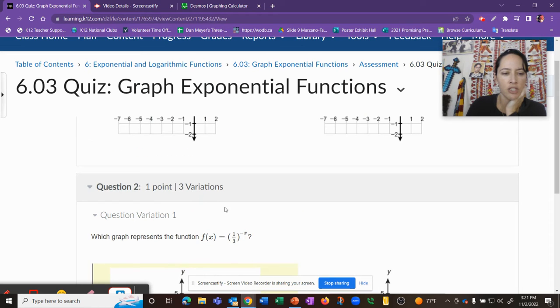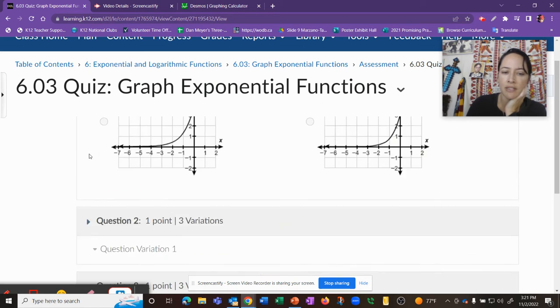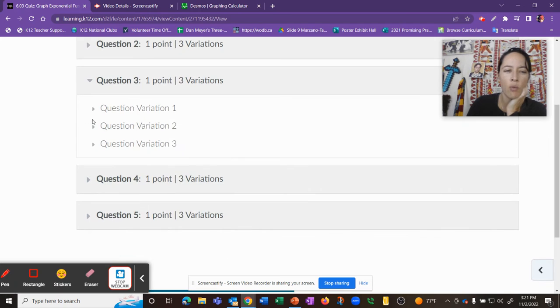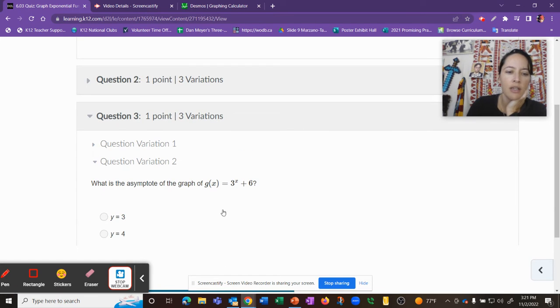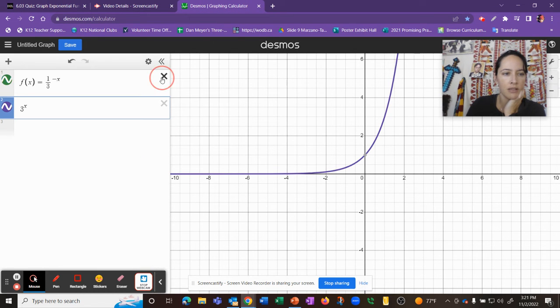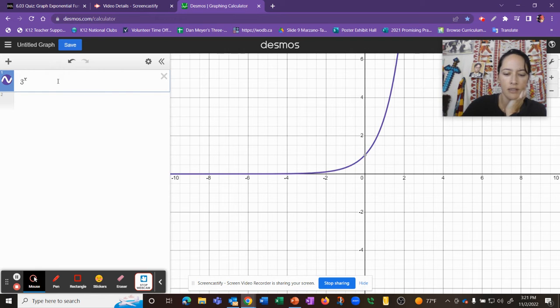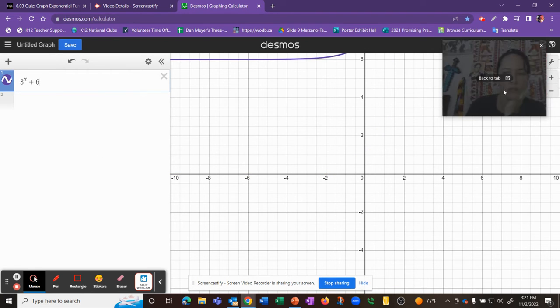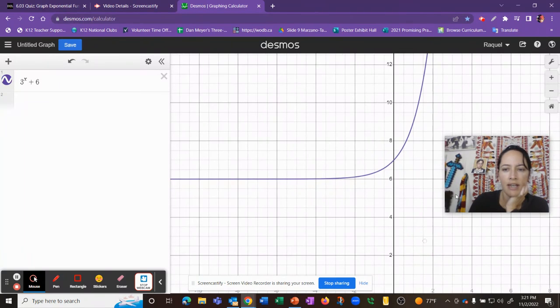We graph this for question variation 2. Just graph your graphs and try to match them. Think about why. Think about what's happening. The asymptote. All right, I'm going to graph this. 3 to the x plus 6. Let me get rid of some of these. 3 to the x plus 6. Let me change my graph. Aha.